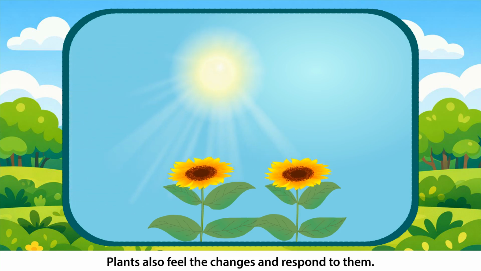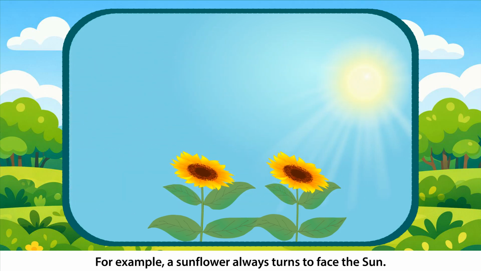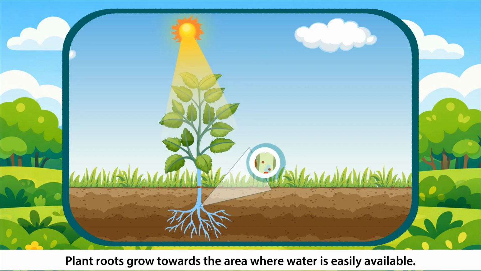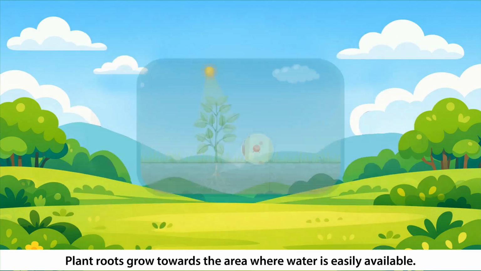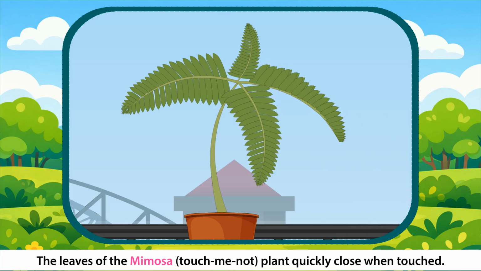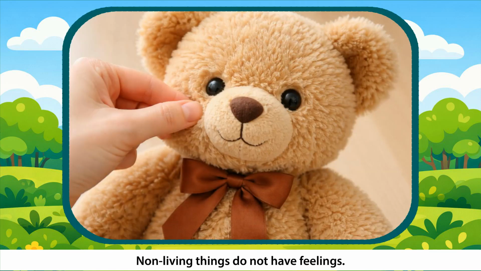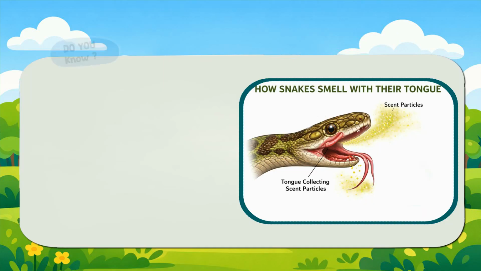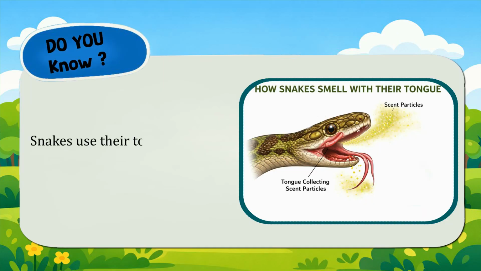Plants also feel the changes and respond to them. For example, a sunflower always turns to face the sun. Plant roots grow towards the area where water is easily available. The leaves of the mimosa, touch-me-not plant, quickly close when touched. Non-living things do not have feelings. For example, a toy will not feel any pain if you pinch it. Do you know, snakes use their tongue to smell and find food.